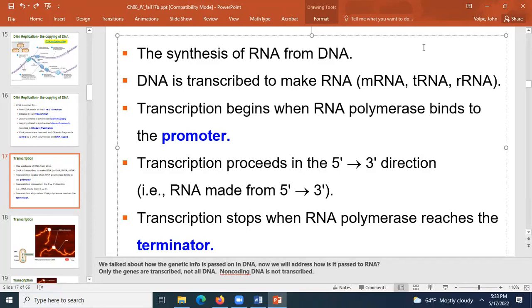If the gene codes for messenger RNA or protein, the gene will be transcribed as messenger RNA. But if the gene codes for tRNA, the gene will be transcribed as tRNA. If the gene codes for rRNA, the gene will be transcribed as rRNA. And so the RNA polymerase doesn't do any of it. It's just whatever the gene codes for.